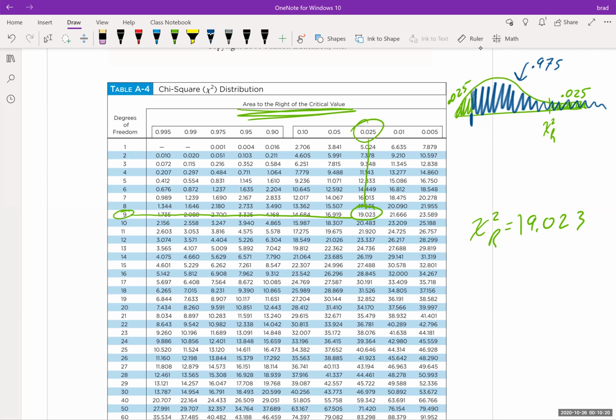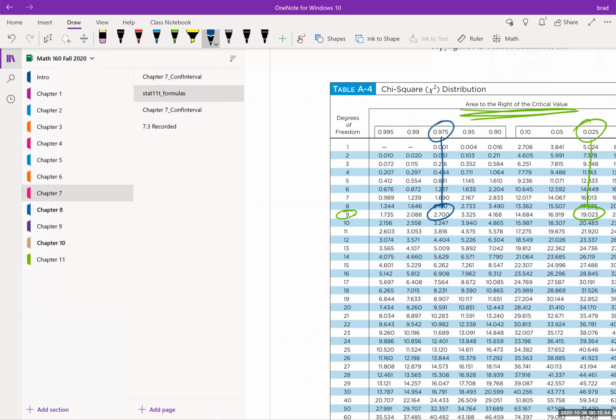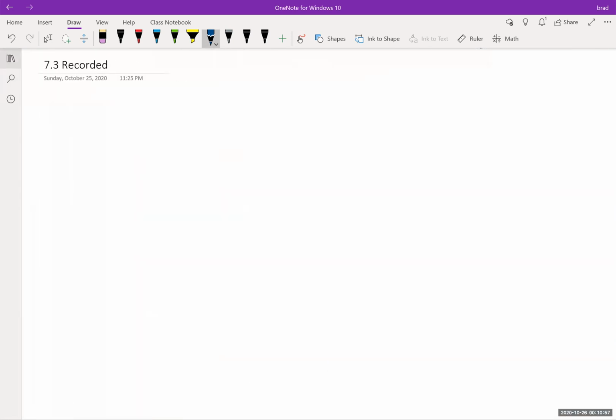So now what we have to do is we go on our table and find chi-squared left. So this is chi-squared left. We're going to find this guy, and we're going to do the table for 0.975 and then go down to 9. Okay, so let's see what number this is right here. And this is 2.700. Okay, so we got 2.700 and 19.023. So now I'm going to come back over to here. Oops, sorry about that.